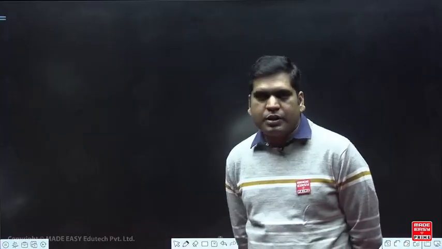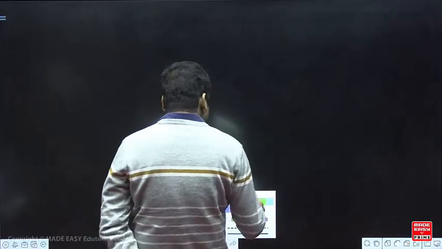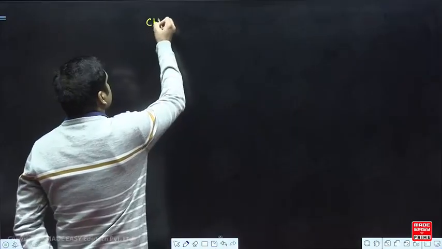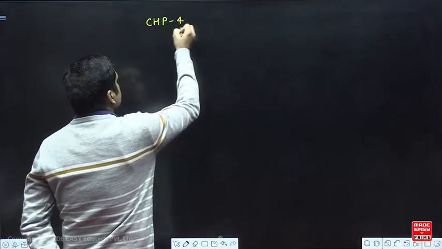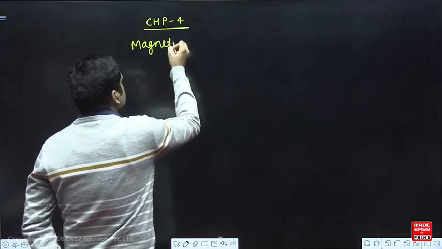We are now moving towards the fourth chapter. Up till now we have studied first introduction of the material science, then the chapter 1, that is chemical bonding, atomic structure and chemical bonding, second crystallography, third electric properties of materials. The fourth chapter is magnetic properties of material. Chapter 4 is magnetic properties of materials.